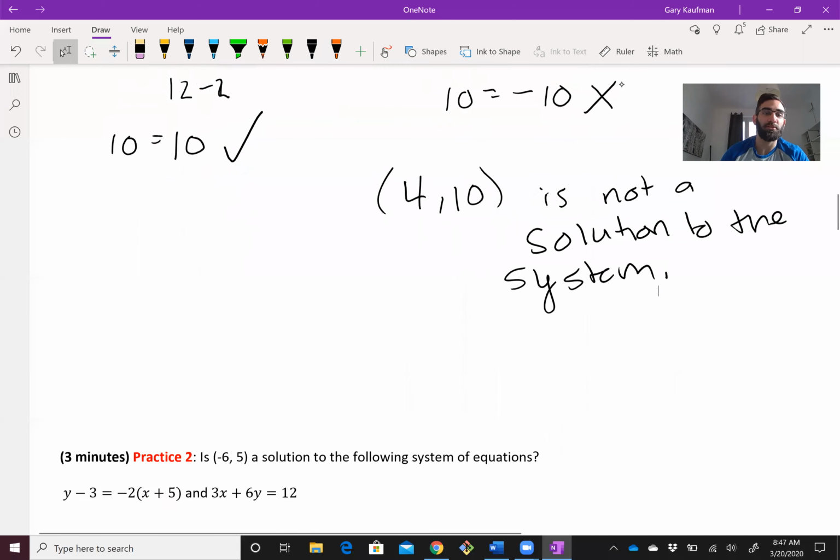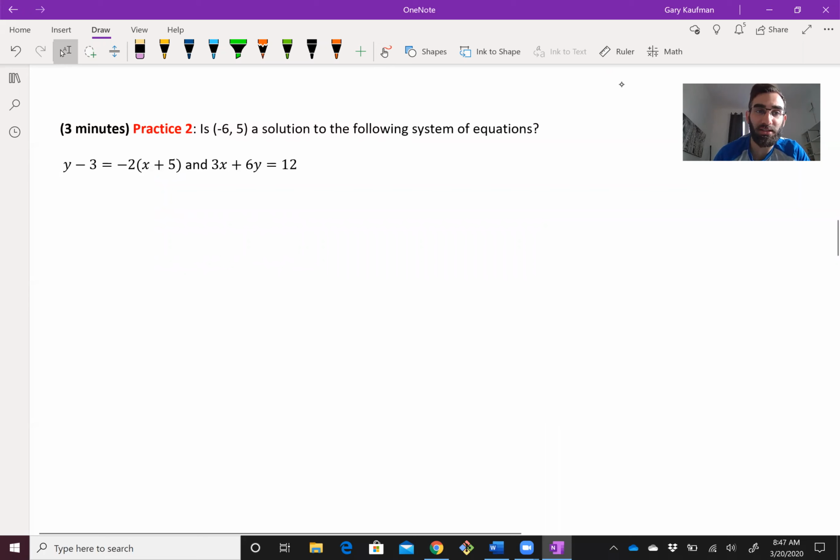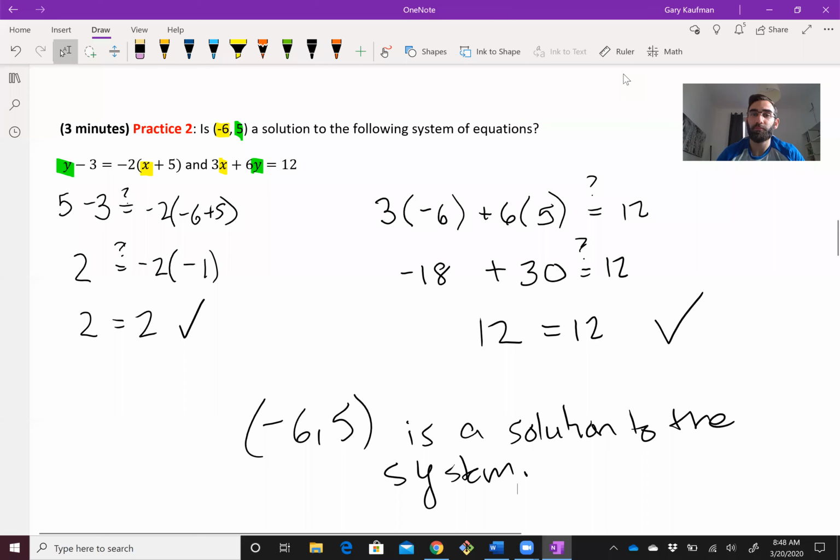All right, here's another practice problem. Let's see if (-6, 5) is a solution. Just as a reminder, the equation on the left is in point slope form. The equation on the right is in standard form. Go ahead. So when we plug this one in, we saw that the left side of the equation in both results in the right side of the equation. Both equations are true. So (-6, 5) is a solution to this system. So we're starting to think about what it means to be a solution. It's finding an ordered pair that satisfies both.